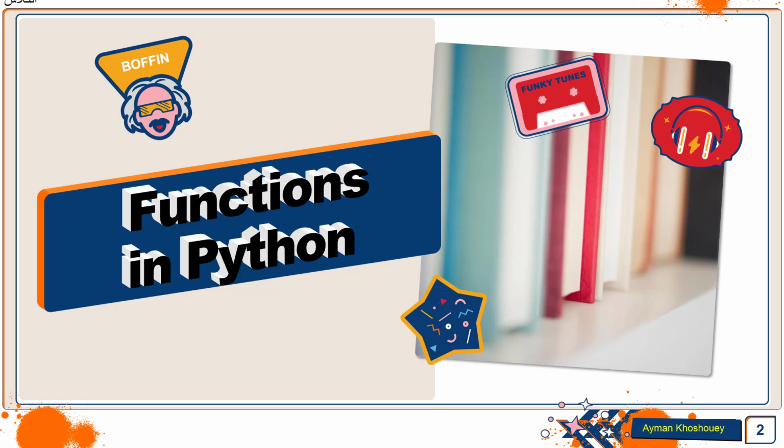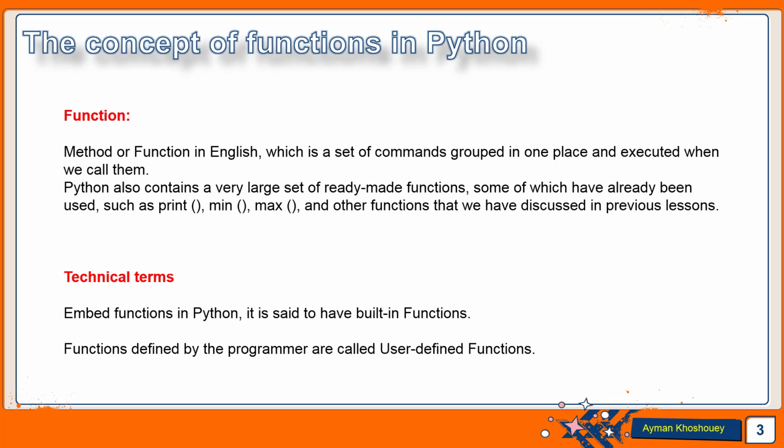We're talking about functions in Python. A function or method is a set of commands grouped in one place and executed when we call them. Python also contains a very large set of ready-made functions, some of which have already been used, such as print, min, minimum, maximum, and other functions that we have discussed in previous lessons.